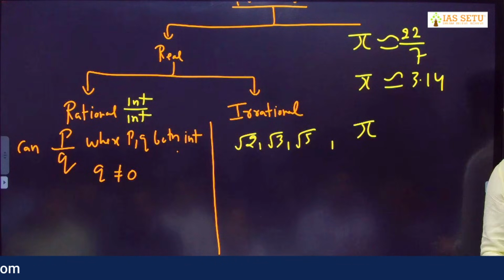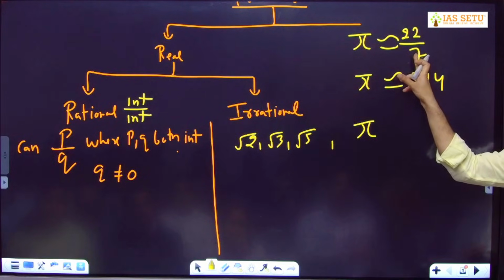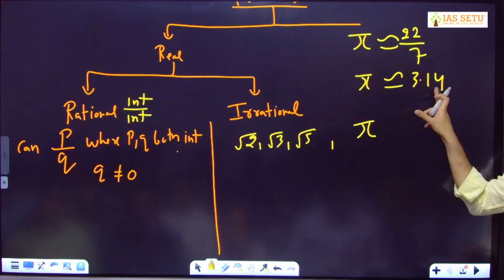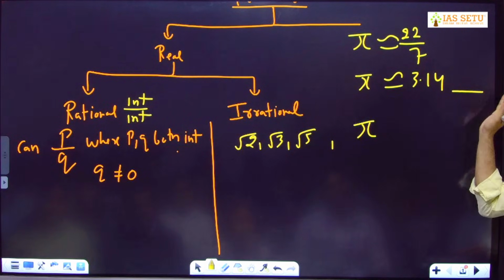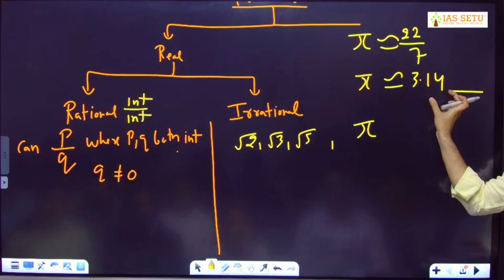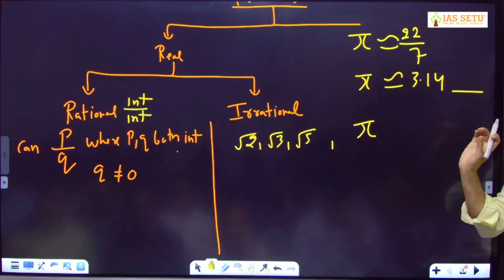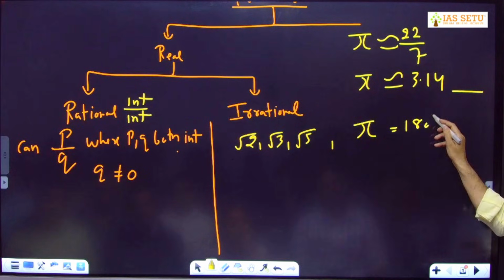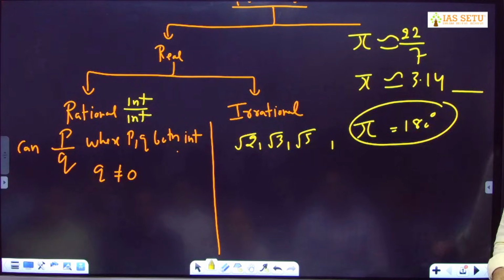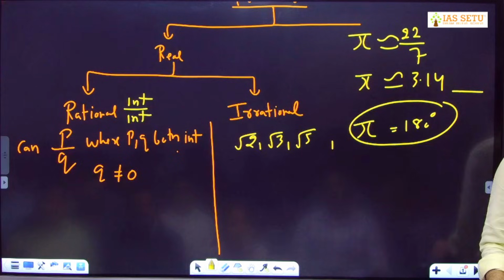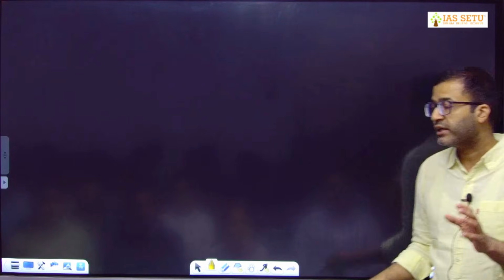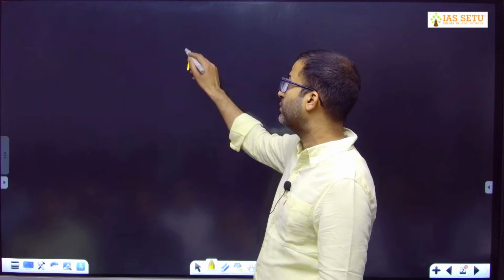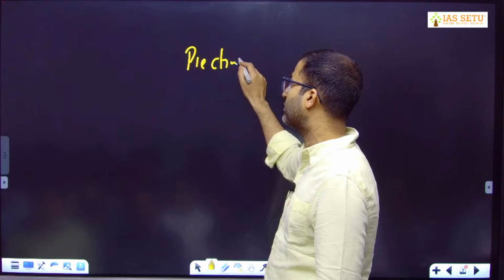If I talk about approximate and exact, it is not the exact value, it is the approximate value. Even this is not exact, because we have ignored all the digits after 2 digits. We removed all the remaining digits, that's why we have taken an approximate value. So the exact value of pi is actually 180 degrees. Pi is actually not an integer representation, pi is an angular representation. Like in our data interpretation we will study about pie chart.